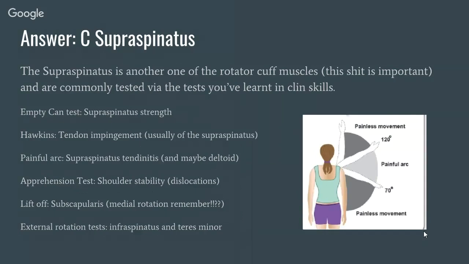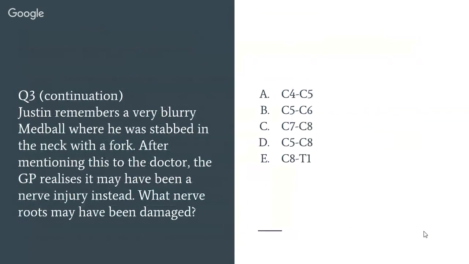Just to remind you, we were talking about the supraspinatus that was injured, and now we're talking about the movement there. So what kind of nerve roots might be causing that kind of movement? Any ideas? B? Do I hear B? I hope I hear B.